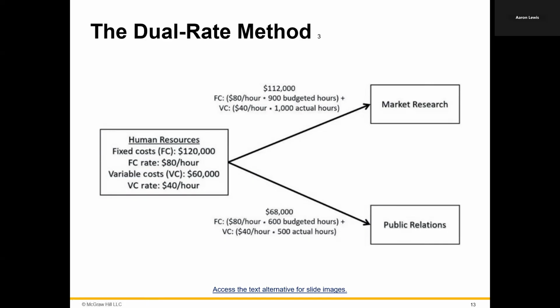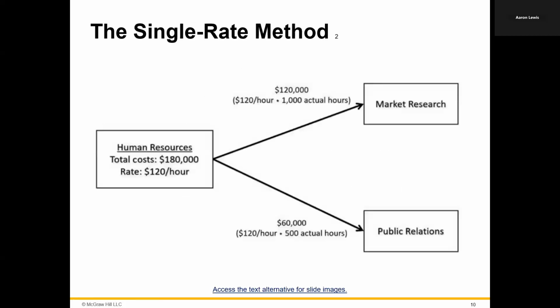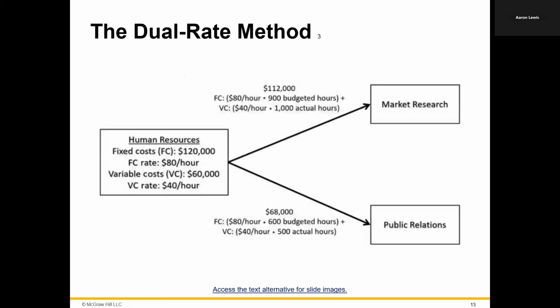So the dual rate method spread it out differently, going back for comparison here, than this one did. More costs went into public relations, some more refined methodology, and conceptually it makes some sense. Doesn't matter how much time HR has to spend doing their job function to support either one of these departments. And when it comes to fixed costs, because it shouldn't matter, the amount of time that goes into production doesn't change how much the fixed costs are going to be. So here we've got a more refined estimate of how much HR spent supporting our two separate services.